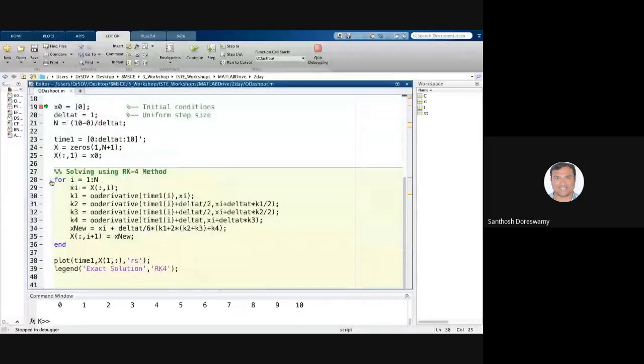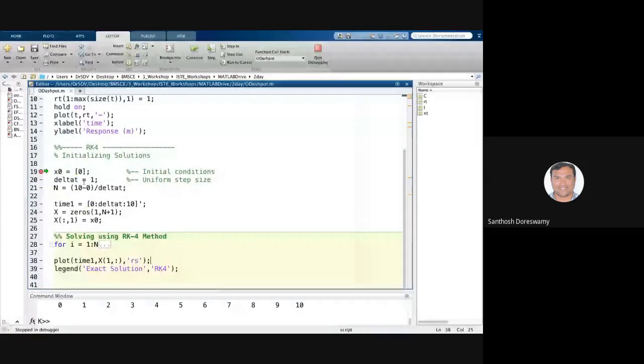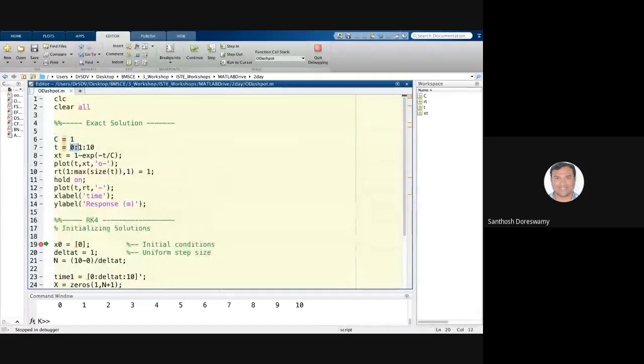Okay, so first I'll start with the initial condition. Now my initial condition, as we have taken for the exact solution, is the displacement of the piston at time t equals 0. Then I will try to move forward with a time step of 1 second because we are simulating the solution from 0 to 10 seconds.